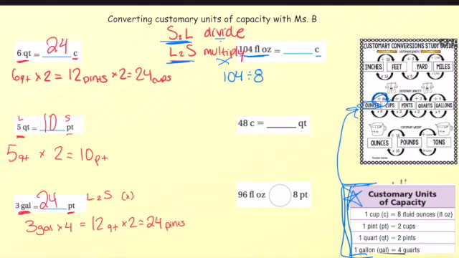There's an 8 here that says divide by 8. And also, you're going to divide by 8 because there's 8 fluid ounces in a cup. So we're dividing by 8. Let's go ahead and do long division for this one.